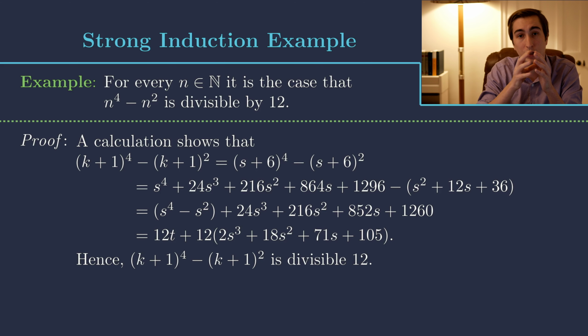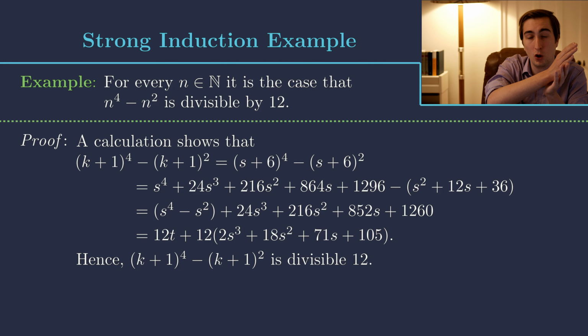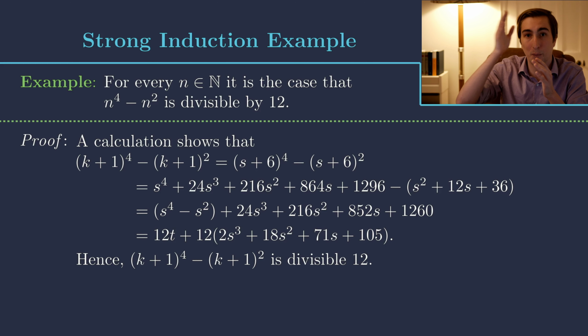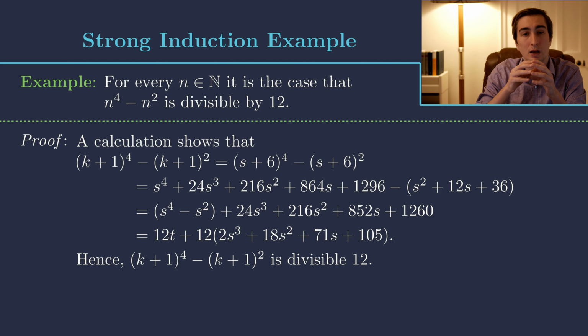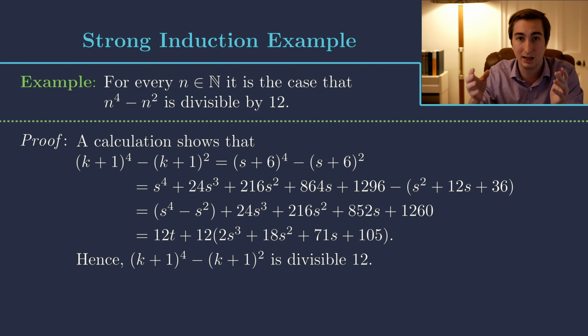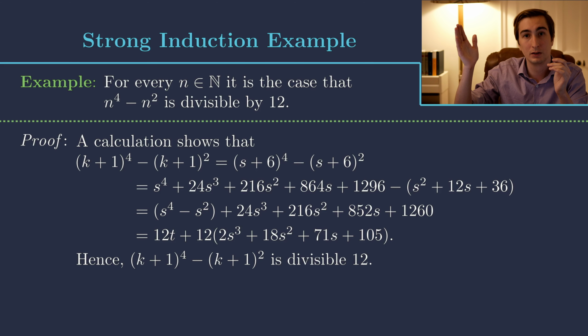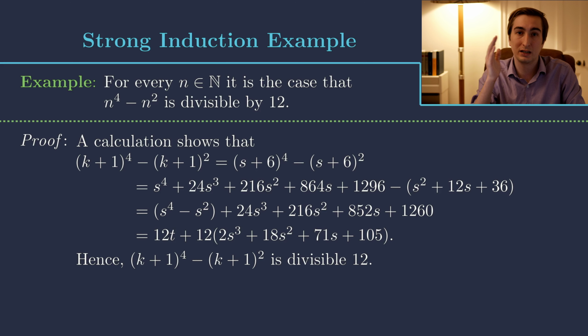We've shown that if P of n is true for all values of 1 through k, where k was greater than or equal to 6, then P of k plus 1 will necessarily be true. And because we didn't make any assumptions on n, apart from the assumption that k had to be greater than or equal to 6, it therefore holds that it's true for all values of n greater than or equal to 7.